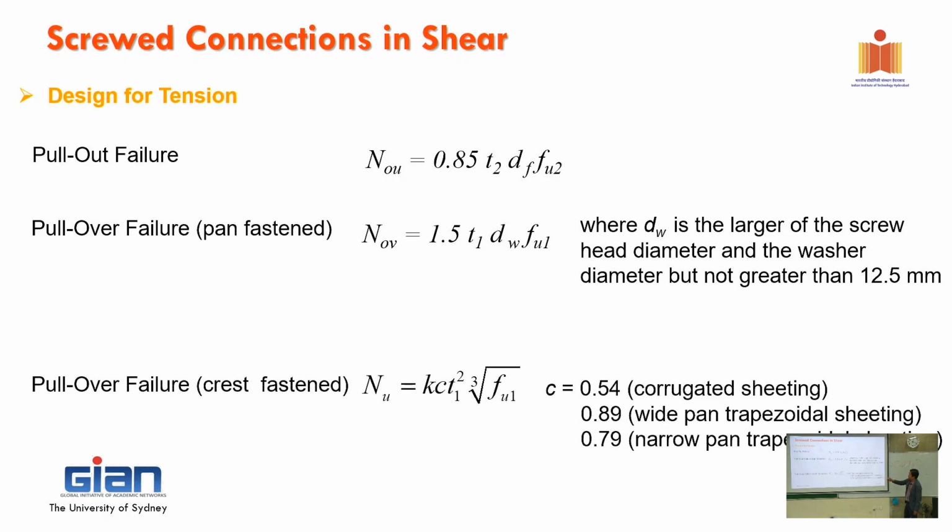Right, so with pan fastened, which is the one on the left, and crest fastened on the right, you have a slightly different equation depending on the one that you use. All right, and then in here, it defines the detail on C, depending on the corrugated or wide span or narrow pan, it all depends on the configuration of the decking that you use as well.